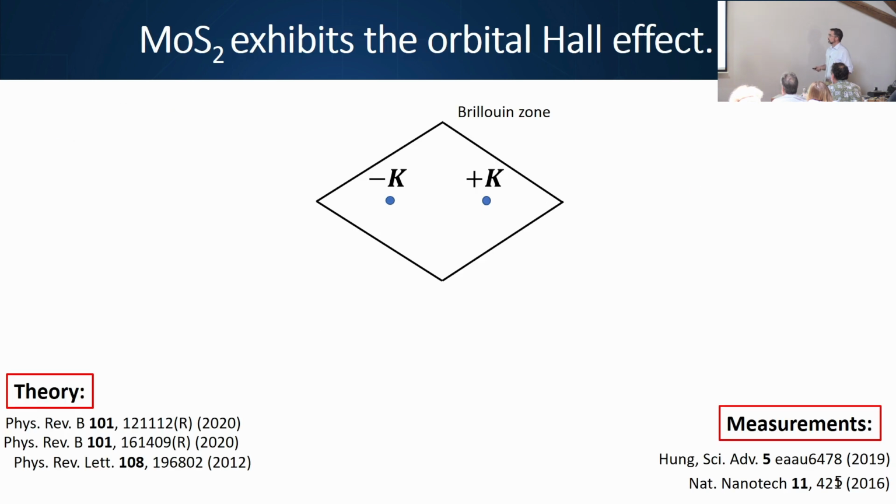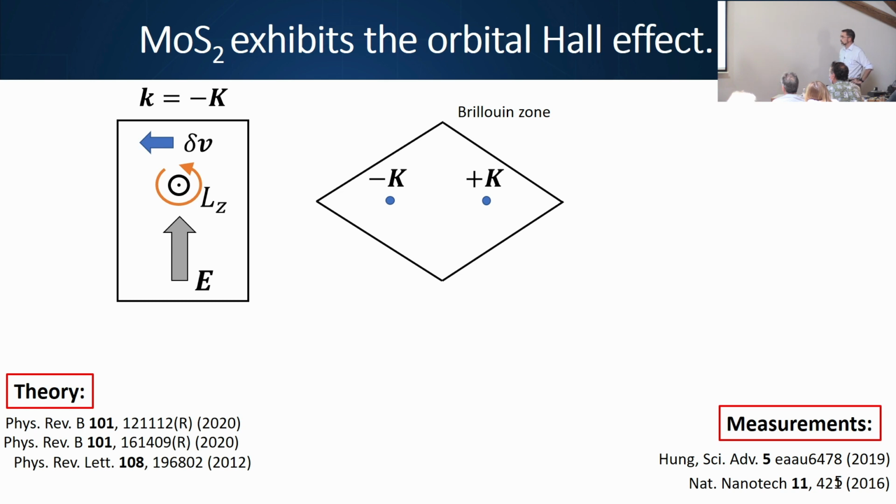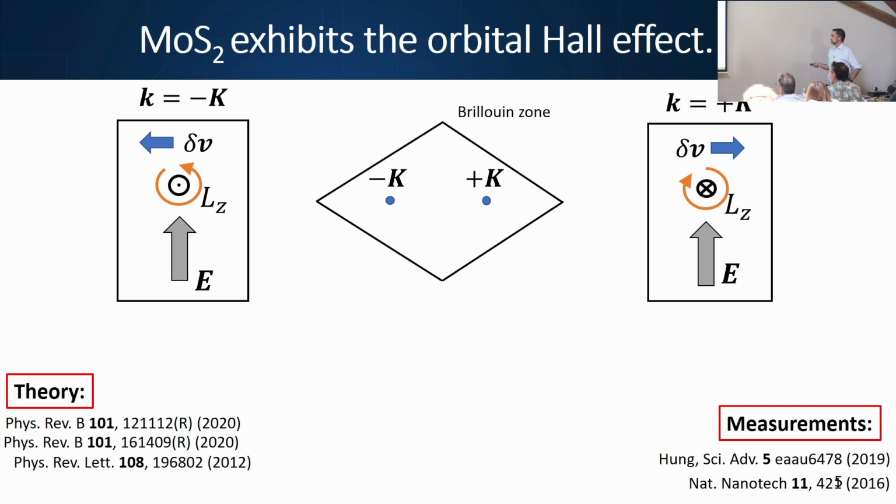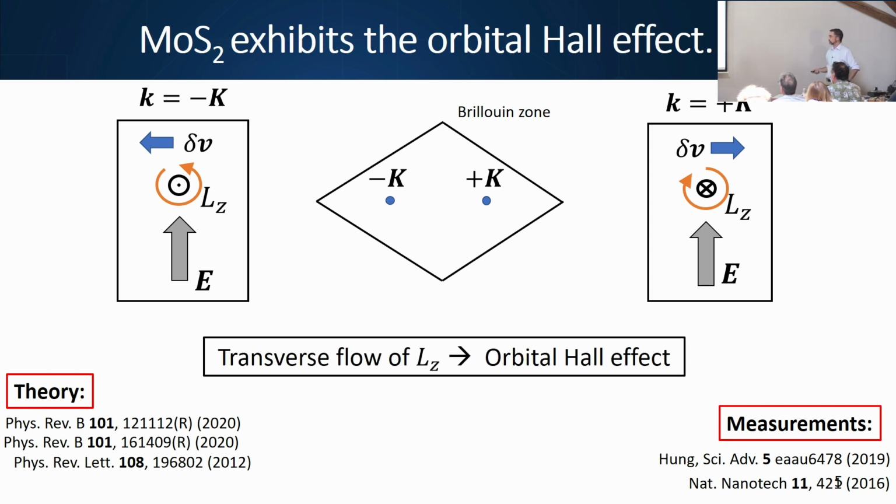And so, as we learned yesterday, if we look at the minus K valley, we have an orbital angular momentum of a state. And when I apply an electric field, say upwards, the anomalous velocity will push this state towards the left. Similarly, at the plus K valley, we have an orbital angular momentum pointing in the opposite direction, so the anomalous velocity changes sign. But you end up with a transverse flow of orbital angular momentum. So that's the orbital Hall effect. Note, I'm not going to invoke any spin in this talk, so we're just going to ignore the spin degree of freedom.